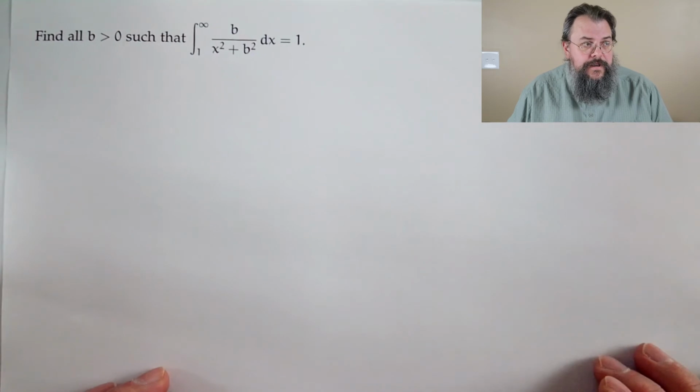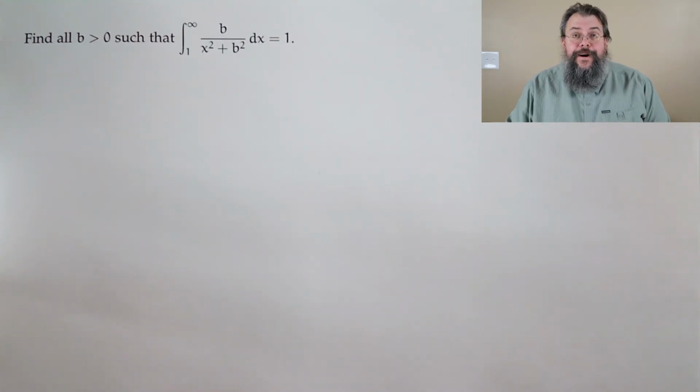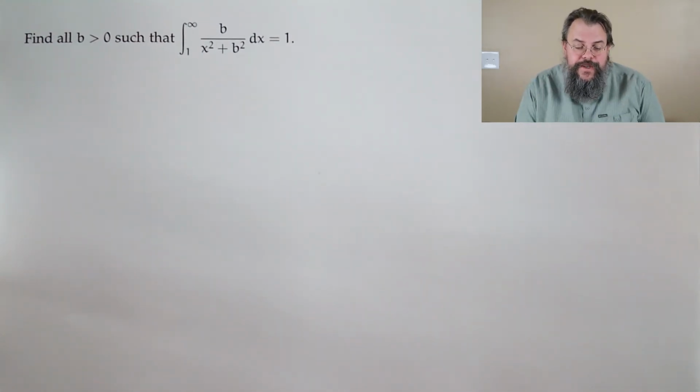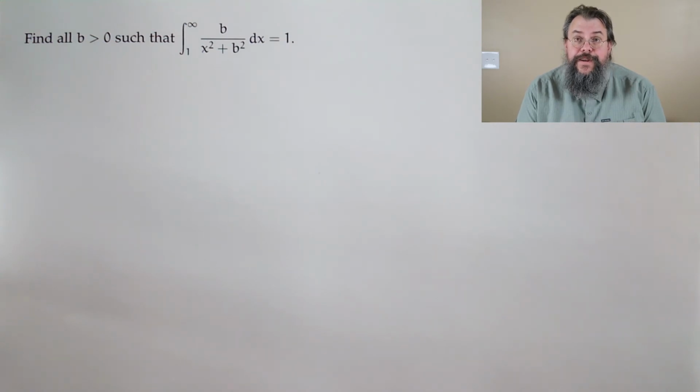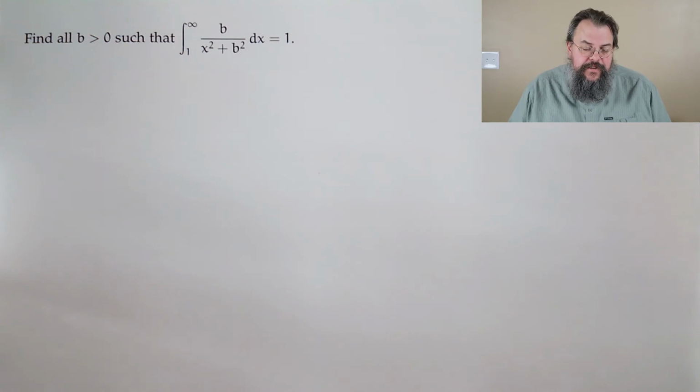Okay, our next problem. Find all the b that are positive such that the integral from 1 to infinity of b divided by x squared plus b squared dx is 1. So we want to find all the positive b where this is true.